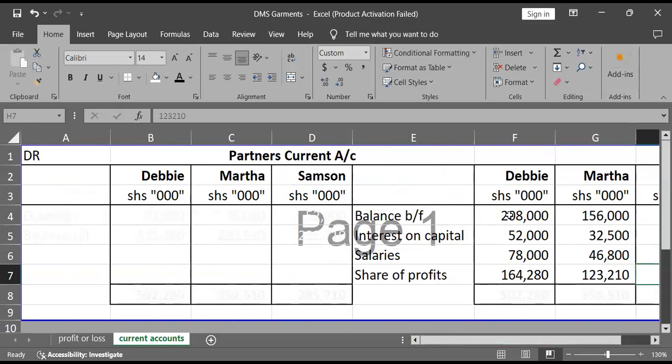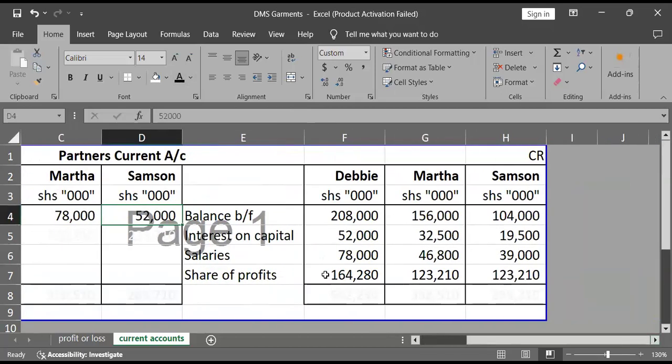Ideally, if we are to give them all this money, like if maybe at the end of the year we have calculated this was a balance brought forward in that current account, they earned the interest on capital, and we pay them salaries and shares of profit. Ideally, all this money, we are assuming we are supposed to give it to them as cash. This would be the total money that they will be receiving, but that money will be reduced by the drawings. So before we give them that money, we have to first offset the drawings. Debbie picked 91,000, Martha picked 78, and Samson picked 52. So those are the things that will affect the current account.